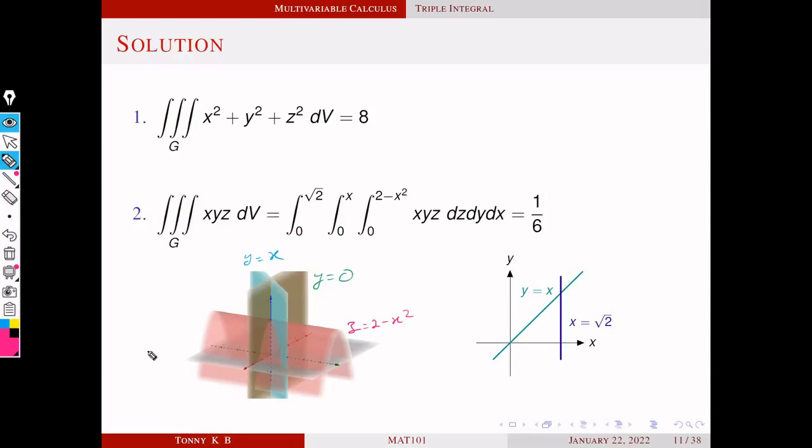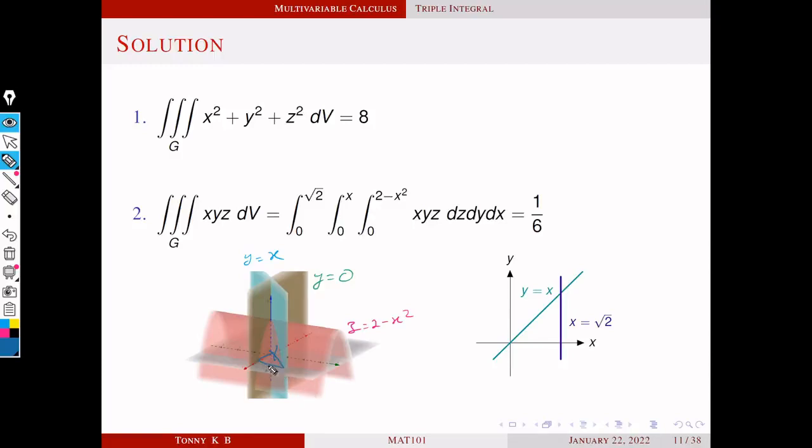It's clear that here our z is varying from this point to this point. The lower value of z is 0 and the upper value is from this parabolic cylinder. So what is the value of z? Z is equal to 2 minus x square. Clear? And we have to move this strip along the region, this triangular shaped region.